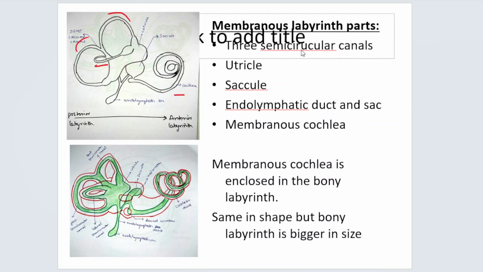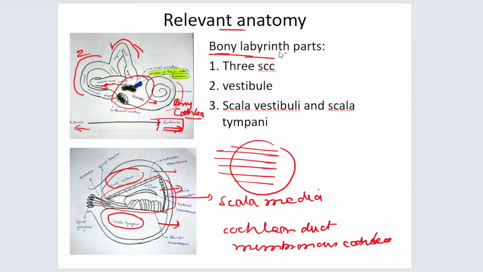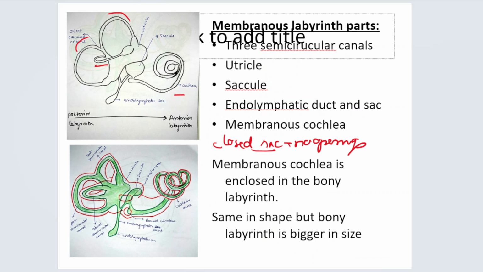The membranous labyrinth is a closed tube or a closed sac. It has no openings, but the bony labyrinth has openings, like the vestibular aqueduct and the cochlear aqueduct. Now let us not go into that too much. So you have the three semicircular canals, and you have the membranous cochlea, which is also called the scala media.